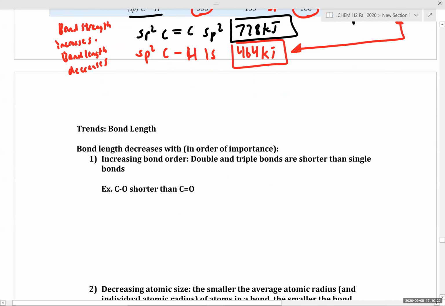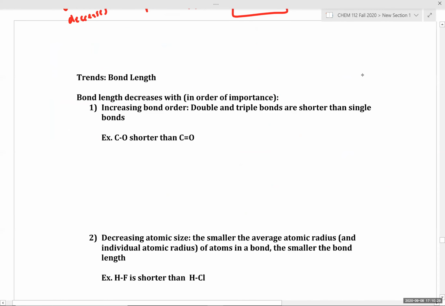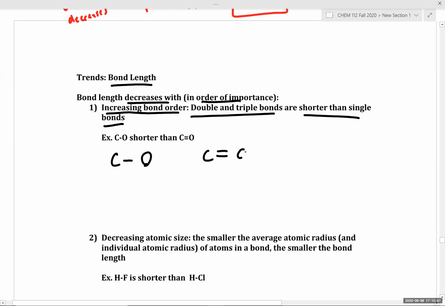So in terms of periodic trends and trends for bond length, bond length decreases with, in order of importance, increasing bond order. So double and triple bonds are shorter than single bonds. For example, a carbon-oxygen single bond would be longer than a carbon-oxygen double bond, and a carbon-oxygen triple bond is the shortest.